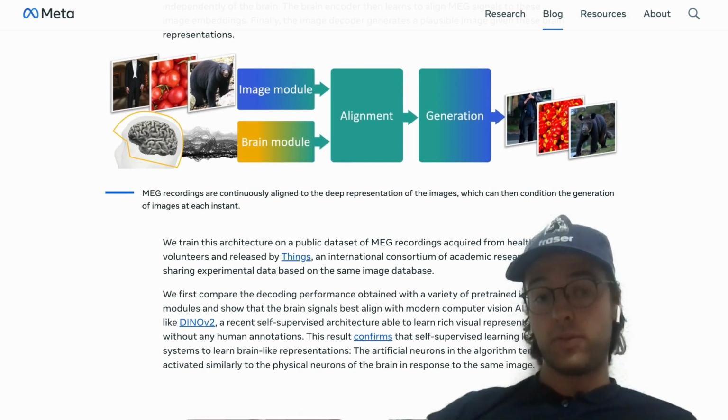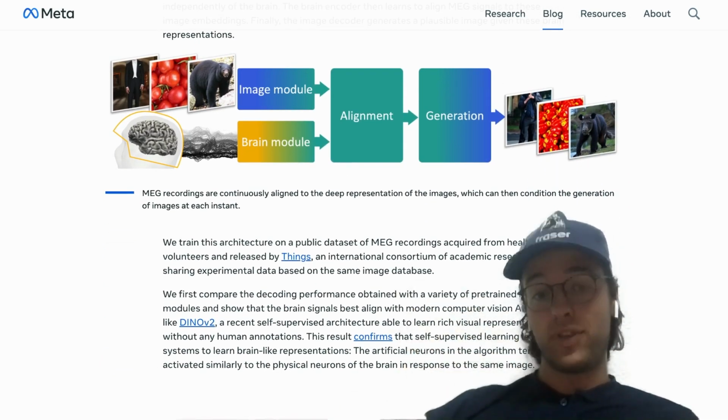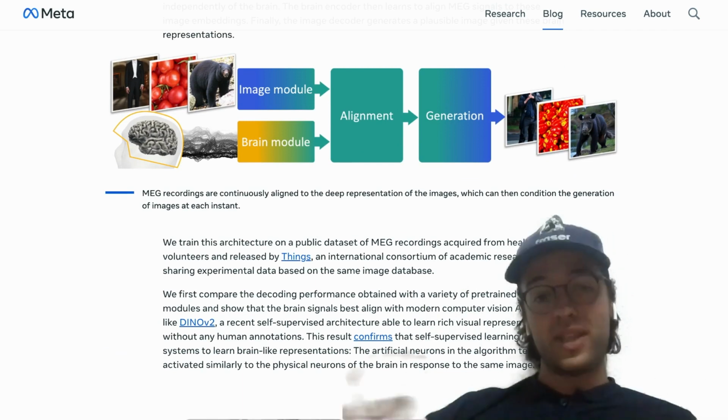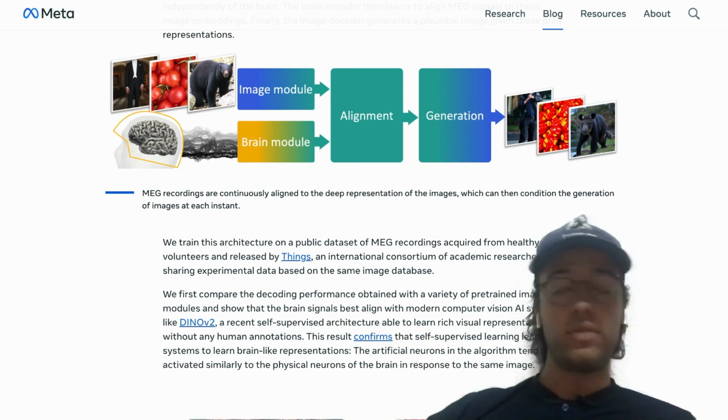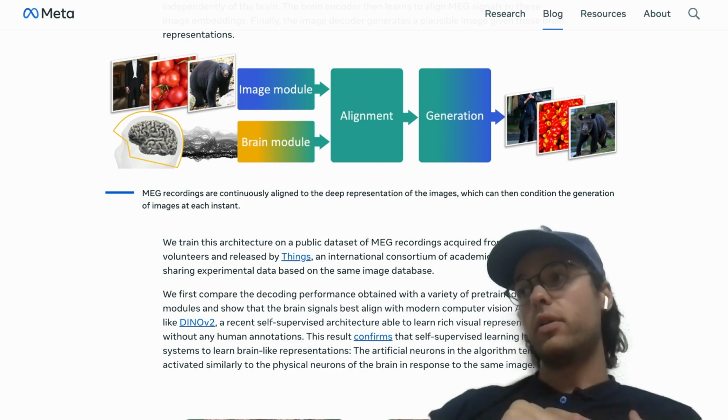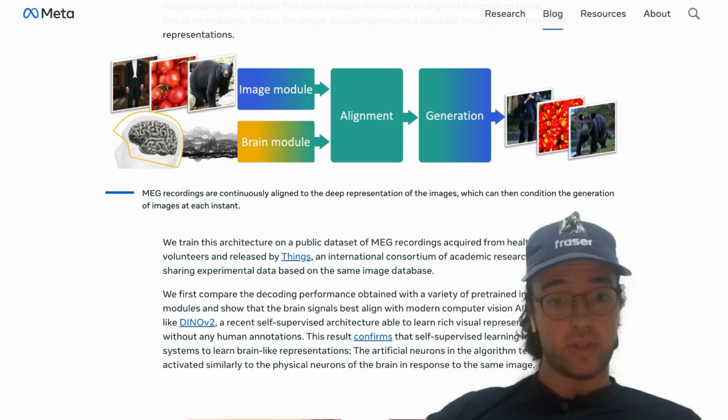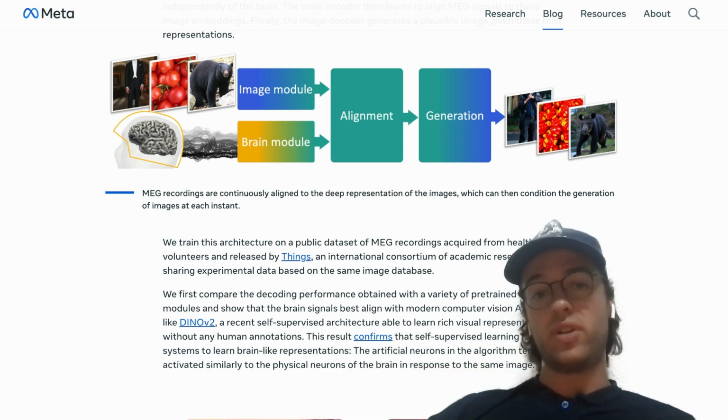For example, people are shown a picture of an animal and this model actually output a picture of an animal, slightly fantastical animal, right? But conceptually, thematically, we're looking at pretty similar stuff, similar types of scenes, similar types of subjects and images. Really interesting. Aligning brainwaves to pre-trained visual embeddings.